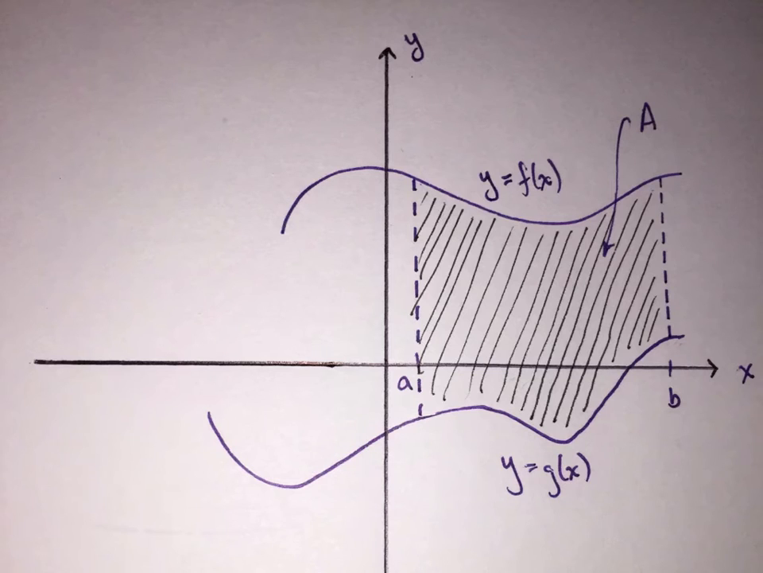Okay, so we have a curve y equals f of x and another curve y equals g of x. We're computing the area between them. It doesn't matter that the functions may be above or below the x-axis. That doesn't matter. What matters is that f of x always stays above g of x.